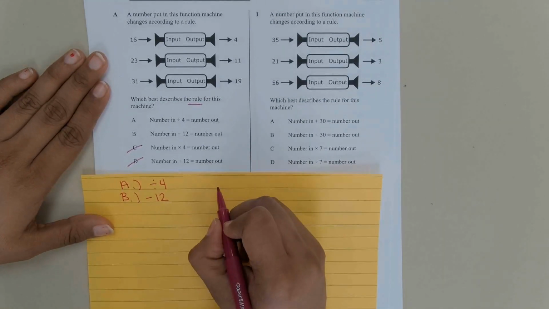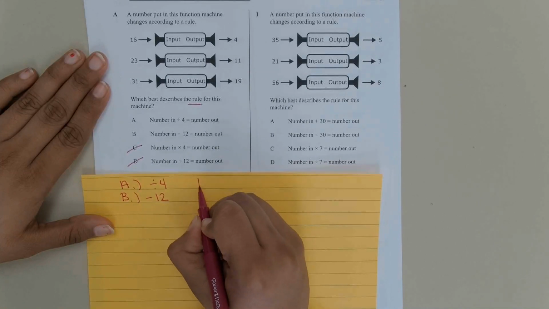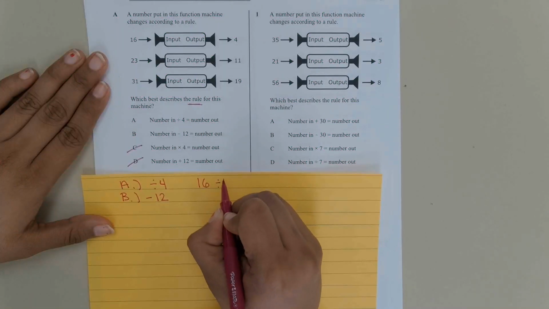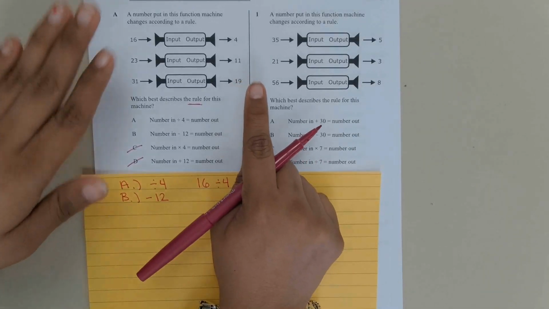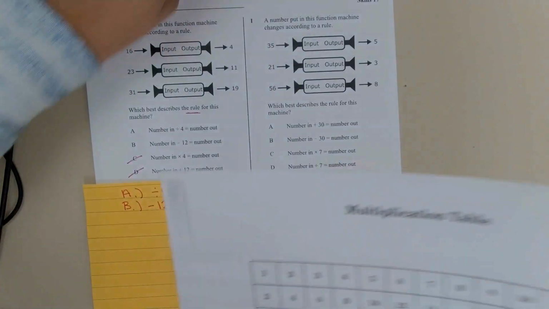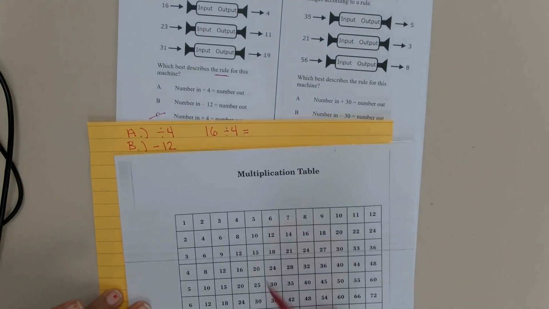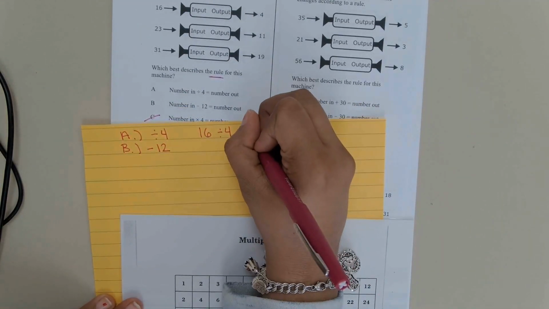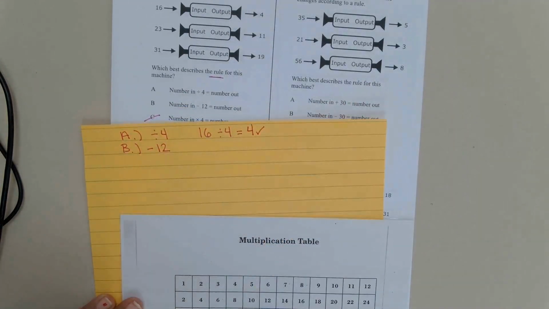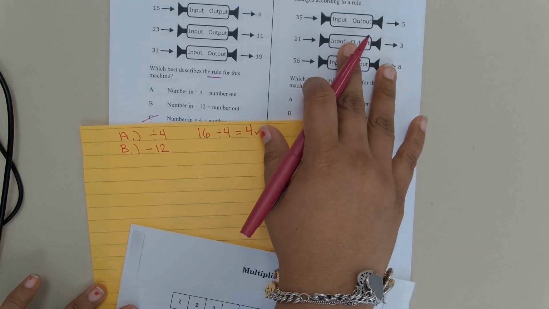So I'm going to start off with A. So I'm going to start off with 16, going to divide by 4 and see if I get 4. So let's see, 16 divided by 4. Let me get my multiplication chart out to make sure. So I look at my 4s and I look for 16. I find it here and it's in my 4s. So yes, 16 divided by 4 is 4. So that is correct. So should I stop there and say that is my correct answer?